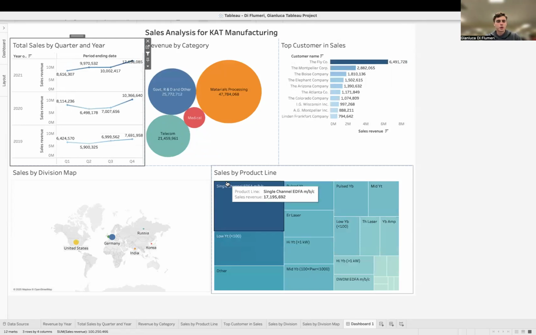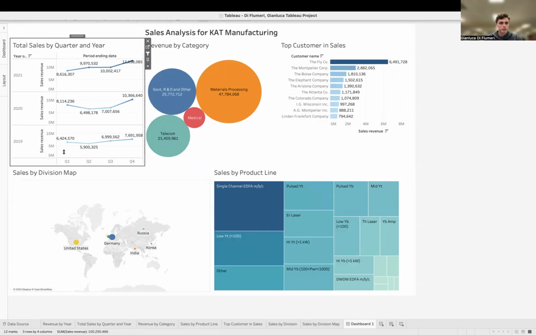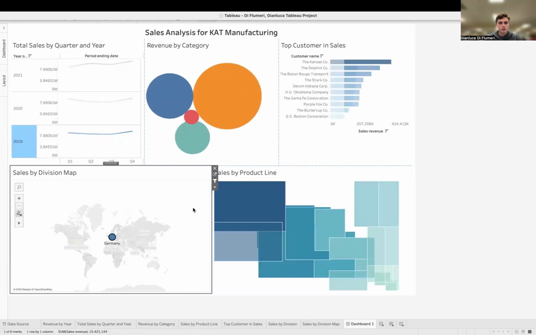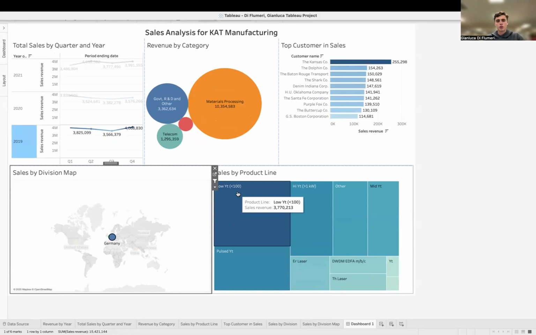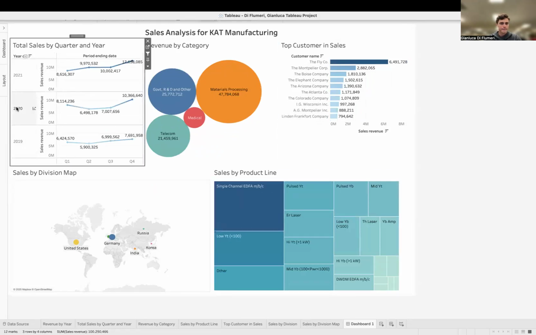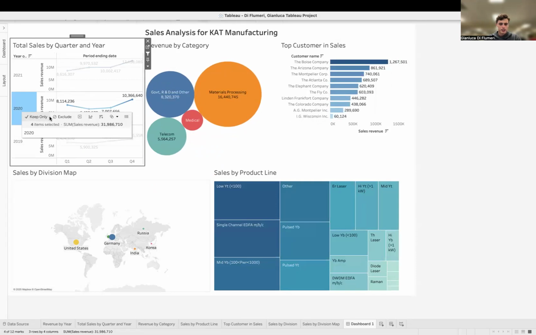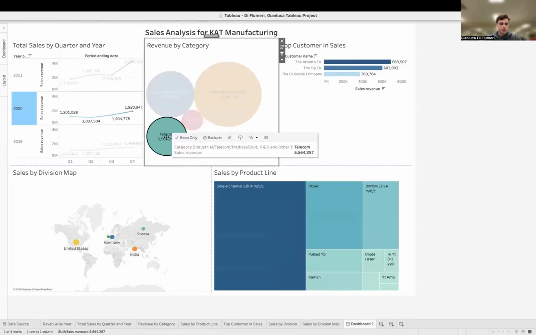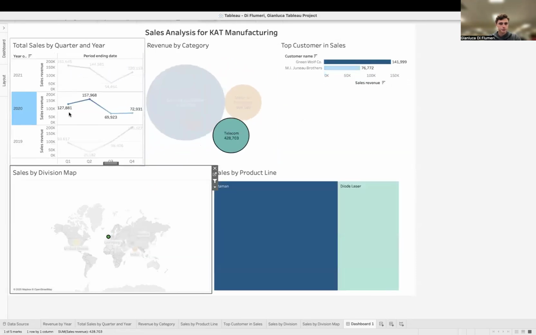Then for the fourth question, we got what was the top product line for the Germany division in 2019. So we hit 2019 Germany, and we see that low YT was the top sales in this product line. For the fifth question, we got that in 2020, which quarter had the highest sales in the telecom category under the UK division. And we see that the quarter with the highest sales revenue was the second quarter with $157,000 and 968.